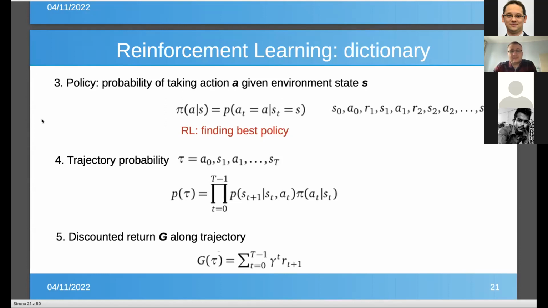And the policy, of course, acts along the trajectory tau. We take the action A zero and obtain reward R1, and so on. So we can calculate the probability of a given trajectory tau. This is, of course, a product of system state probabilities times the policy at times t. And we can define the discounted return G along the trajectory. So following the policy pi and considering a given trajectory of events, we can accumulate the total return. And this return is the object we want to maximize.